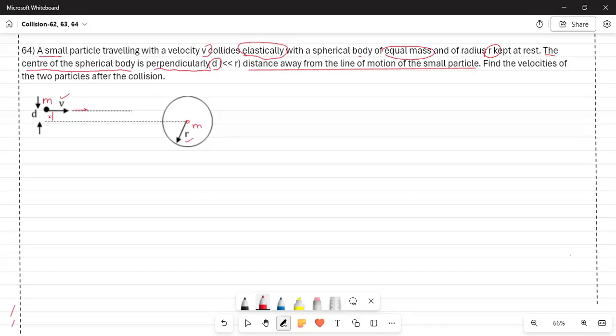And the velocities of the two particles after collision. Now, this small body, of course, will come and hit here. Then what happens? Then, actually, we have to consider the center of mass of this sphere. A center of mass of a sphere is always at its center. We have to draw a little bigger diagram of this sphere.